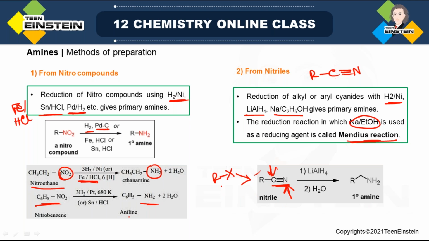If you consider this as your starting point, and this is the ending point, 1 carbon is now extra. This is the carbon which is responsible for this extra carbon. So in this way, if you are starting from a halide, you are making RCN, then you are reducing, it is as if 1 carbon you are increasing.